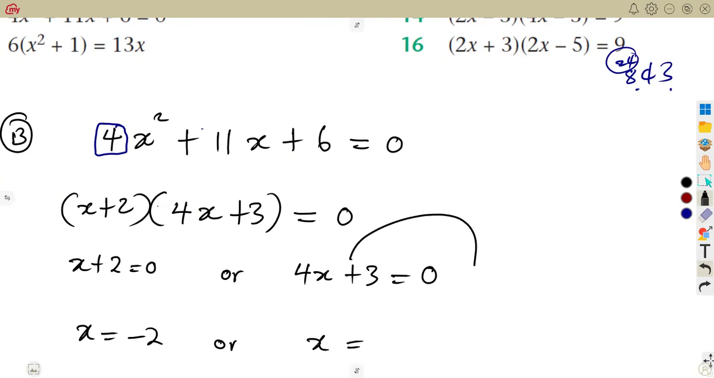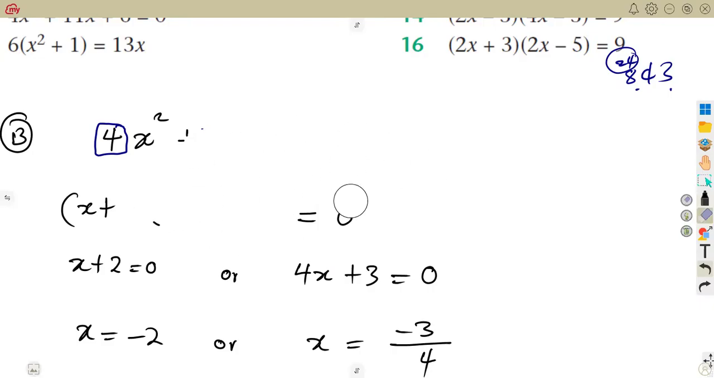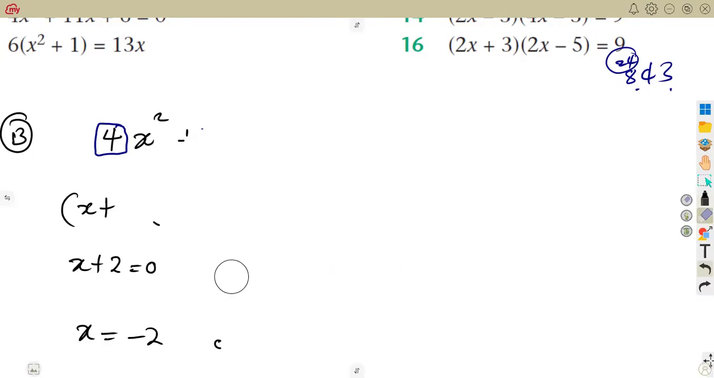3 to the other side will give you a minus 3. Then you're going to divide by a 4. So that's minus 3 over 4 or a minus 2. So these are the possible values of x that you are going to obtain. So that's it. Let's check another part.